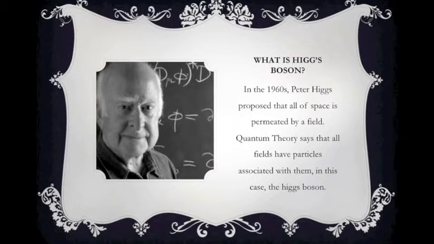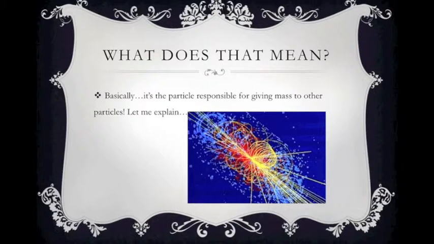So what is the Higgs boson? Well, in the 1960s, Peter Higgs proposed that all of space is permeated by a field. And quantum theory says that all fields have particles associated with them, in this case, the Higgs boson. So what does that mean? What's the Higgs boson? Basically, it's the particle responsible for giving mass to other particles.